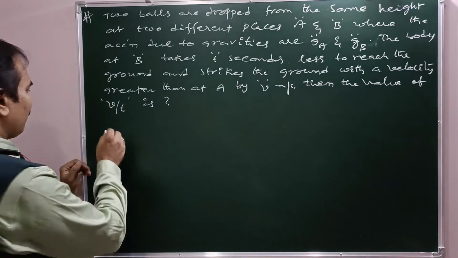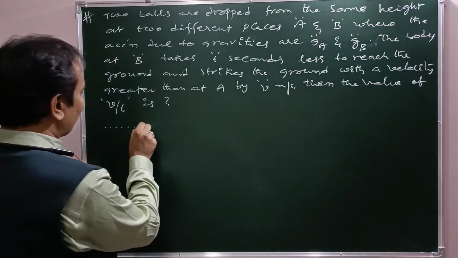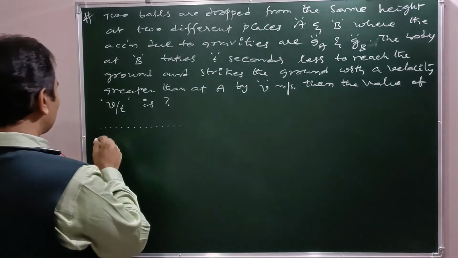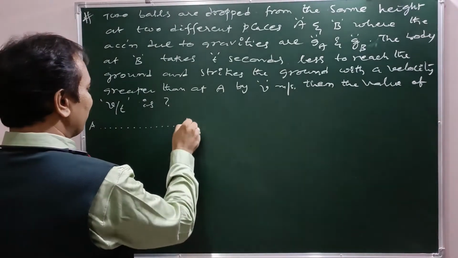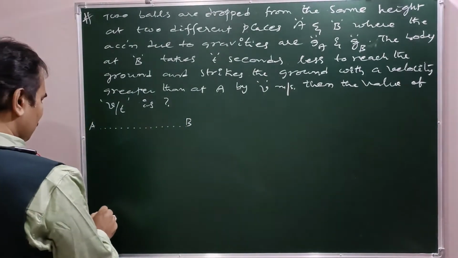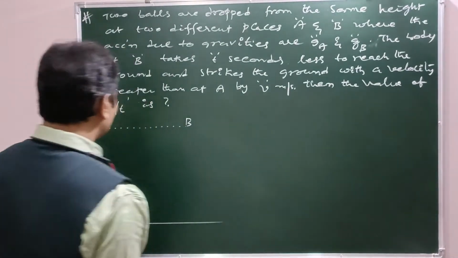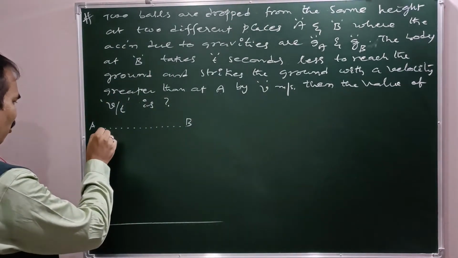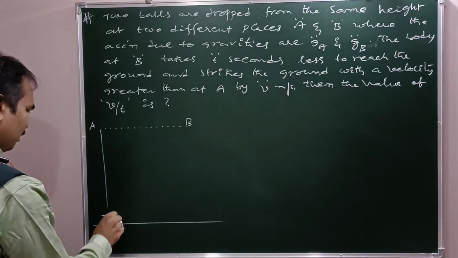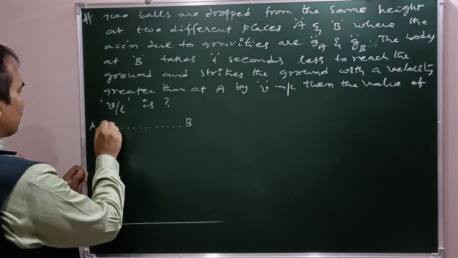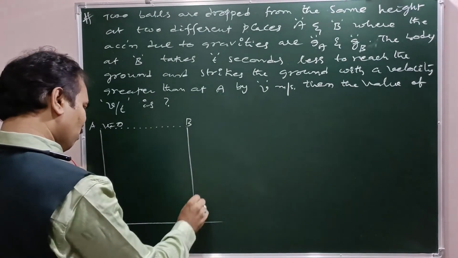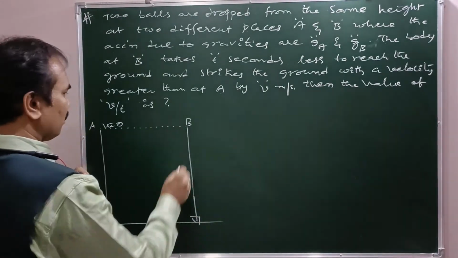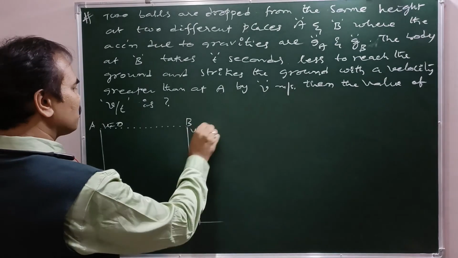See from data, this is the reference line from which the body is dropped at place A. This is place A, and this is place B, for example. See, this is the ground. Now at place A, the body is dropped like that, right? Now what about initial velocity u? It is 0. Here also one more body is dropped like that, u equal to 0 here also, right?